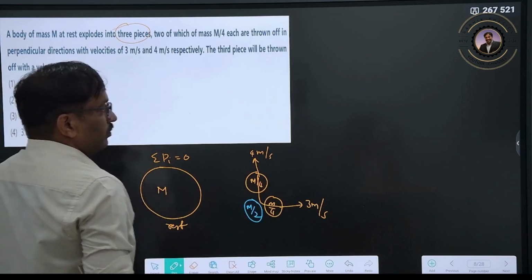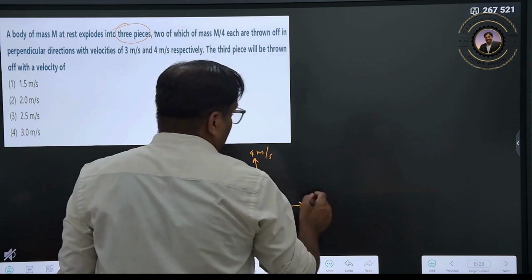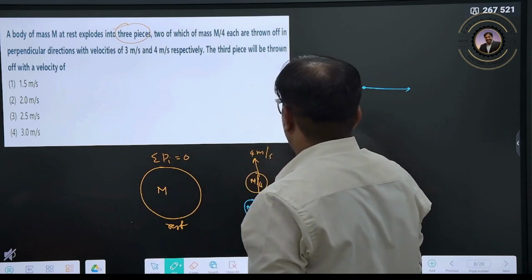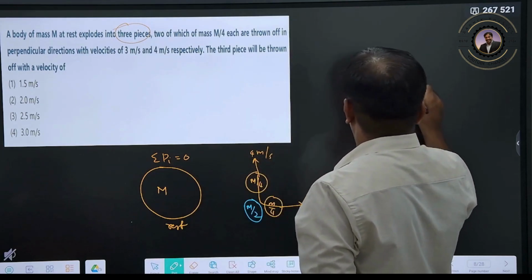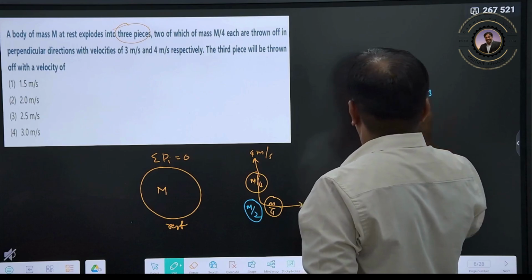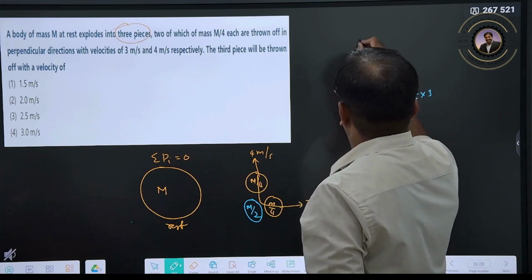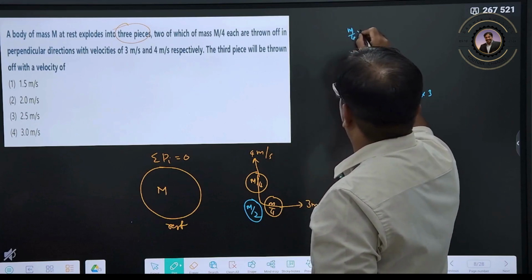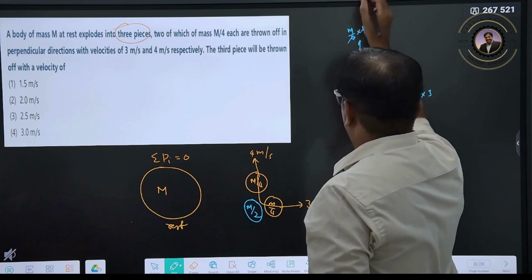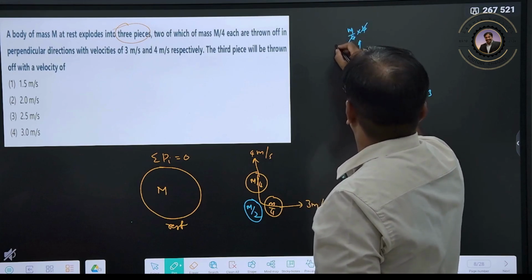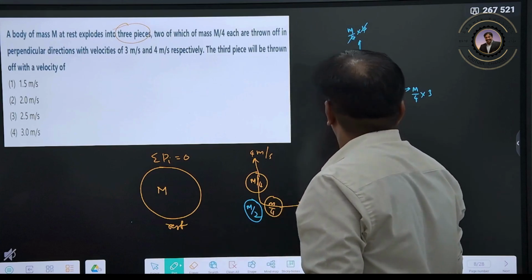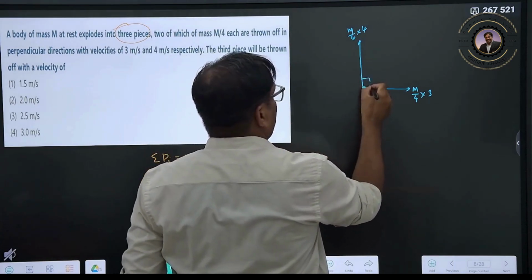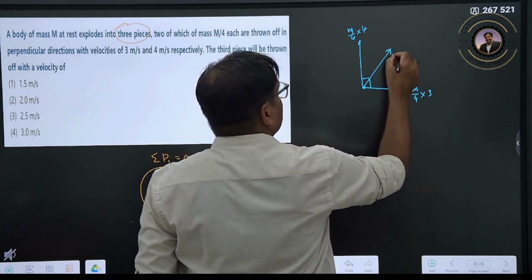How will it go now? These two have some momentum. What is the momentum here now? This side one momentum is there. What is the momentum here now? m by 4 into 3, so 3m by 4. This one has some momentum now? m by 4 into 4. This side. Okay, let us write down m by 4 only. Right. Now these two are perpendicular to each other. The resultant momentum is like this.